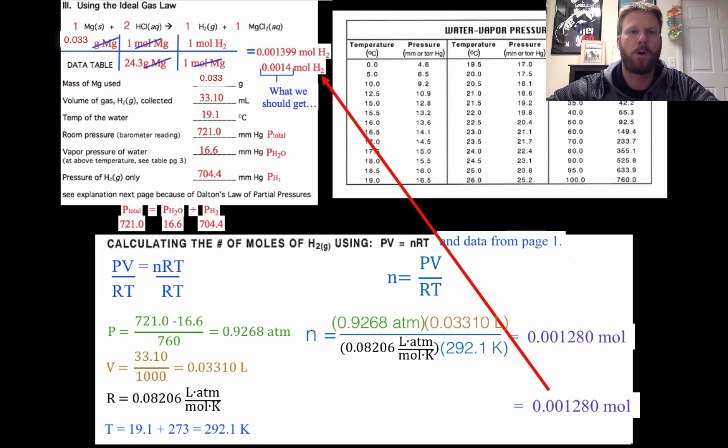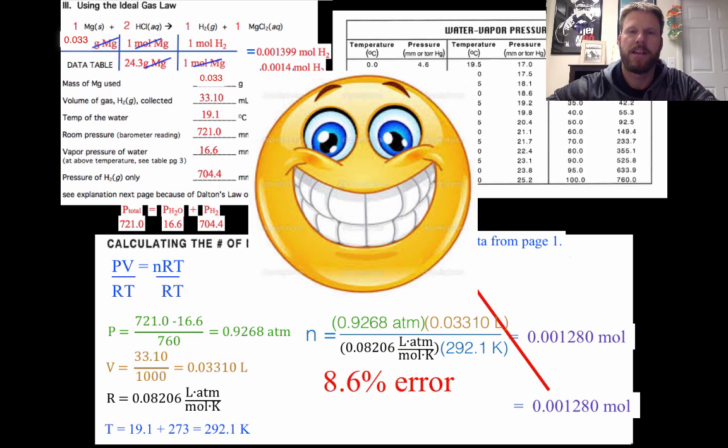So we were supposed to get 0.0014, and we got about 0.0013. I'll take it. That's pretty good. That is less than 10% error. I'm pretty happy with that. So you can see here that the ideal gas law works. No matter whether we solve this problem with stoichiometry or with the ideal gas law, we get the same answer.